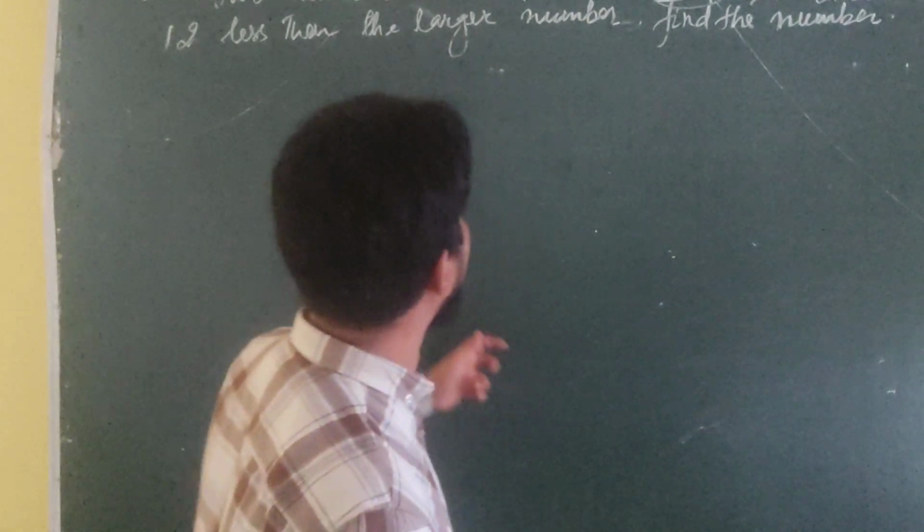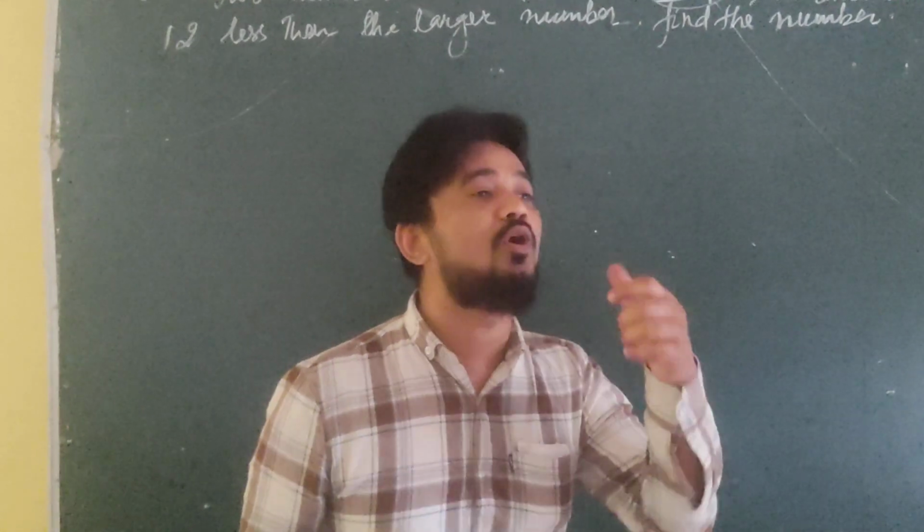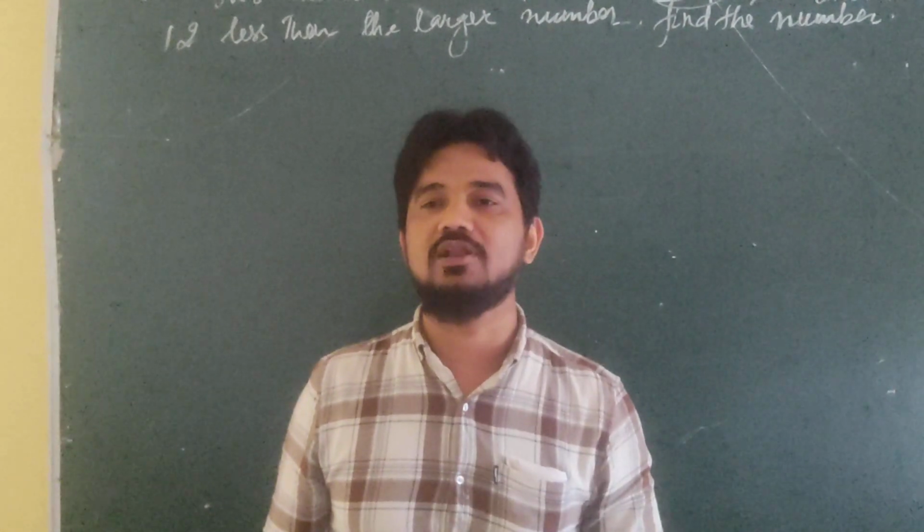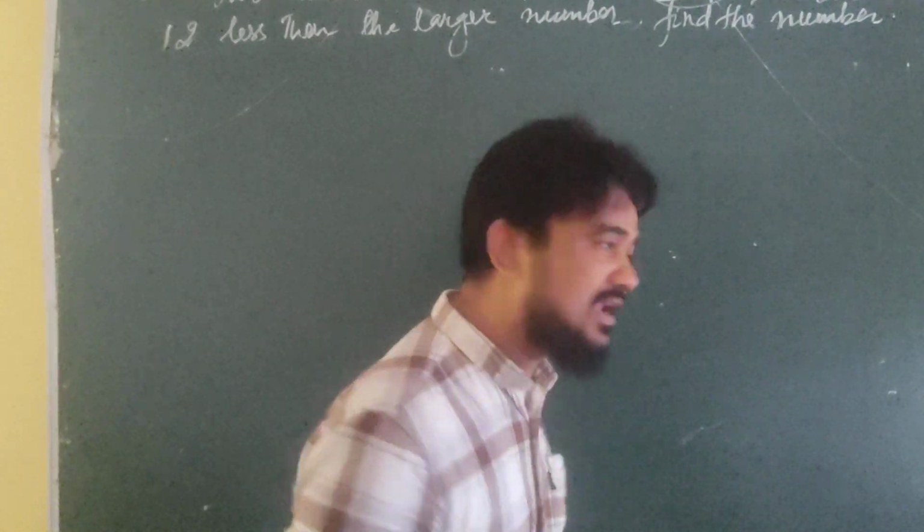That is what is said here. The smaller number is 12 less than the greater number. Find the numbers. So let us find the numbers.